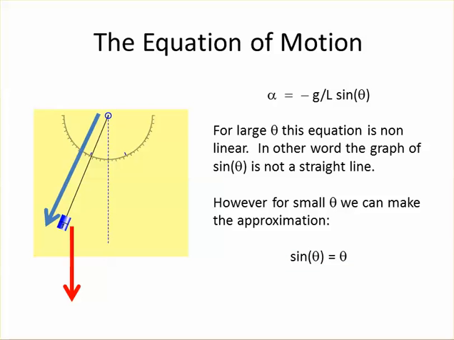For large theta, this equation is nonlinear. In other words, the graph of sine theta is not a straight line. However, for small theta, we can make the approximation: sine theta is about equal to theta. You can try this yourself. Go ahead and type in sine of 0.1 and read the answer off. Make sure your calculator is in radian mode.